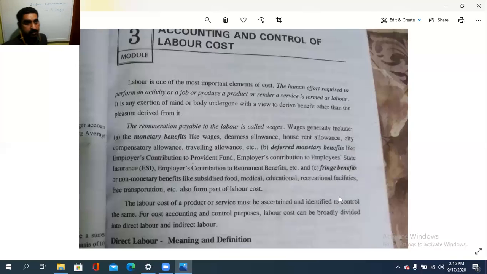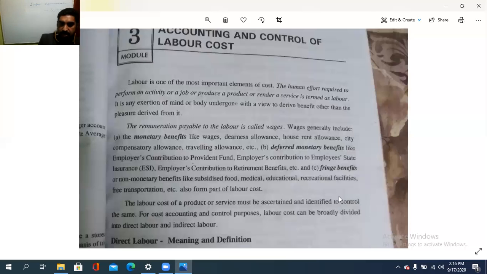And fringe benefits. Fringe benefits or non-monetary benefits. What does non-monetary mean? Other than the monetary benefits, what are the benefits to be given to the laborers? That is the fringe benefits. The labor cost of a product or service must be ascertained and identified to control the same.